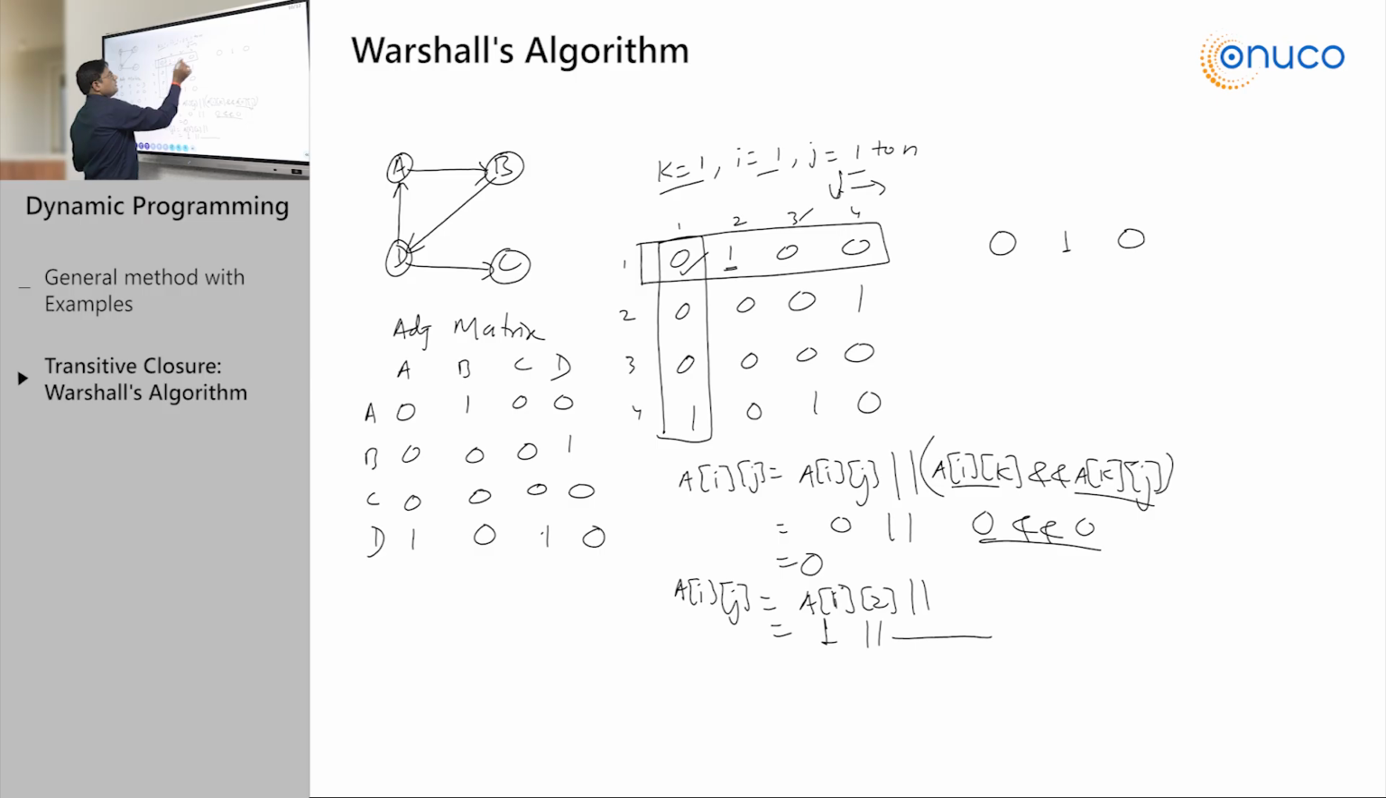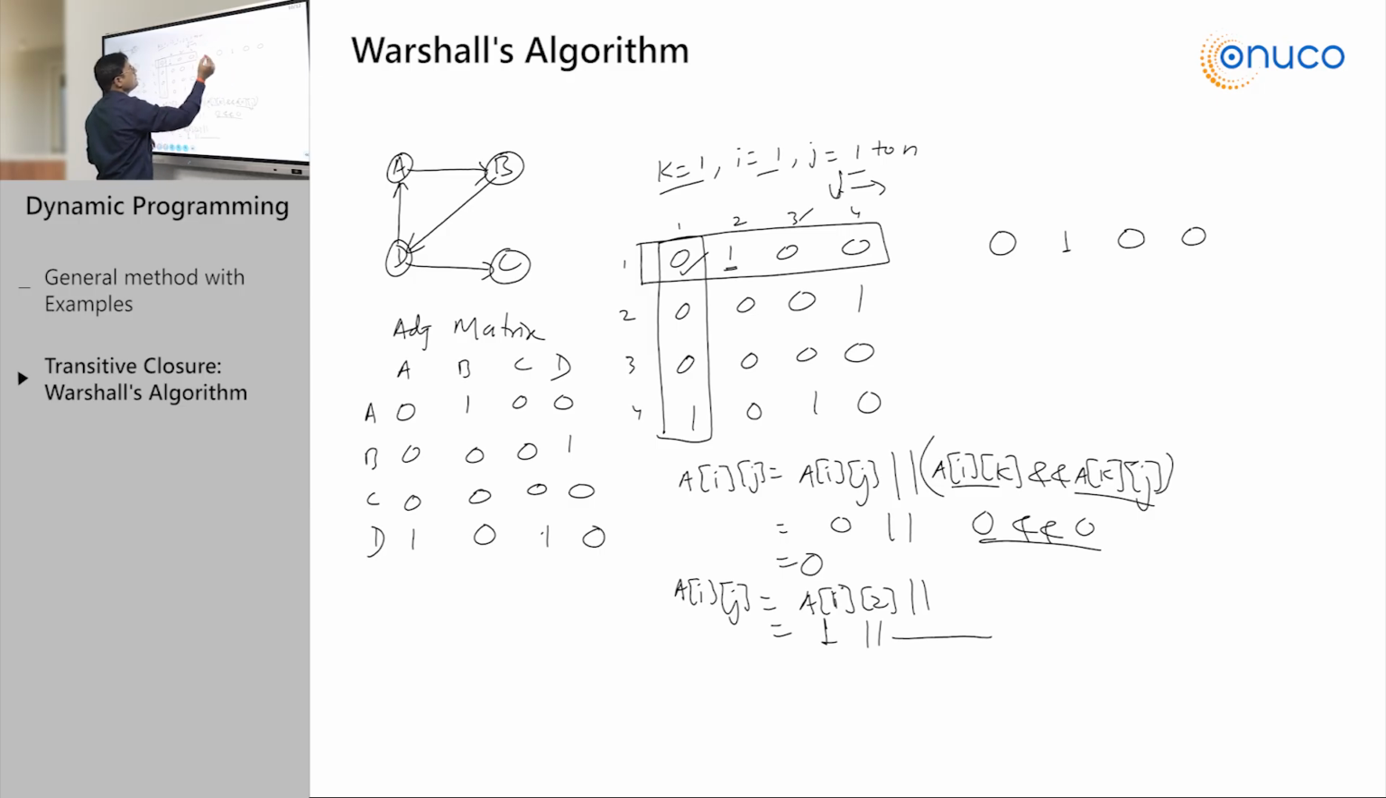Similarly, if you go to the last position, j is 4, and 1, 4 is 0. So this part is 0, so we are not going to do anything. We will go and find out on the right hand side. On the right hand side, I is 1, k is 1. So 1, 1 remains 0, and if 0 we AND with 0 again, it remains 0. So no change. So this is after the first iteration, where k is equal to 1, I is equal to 1, j is equal to 1 to n.